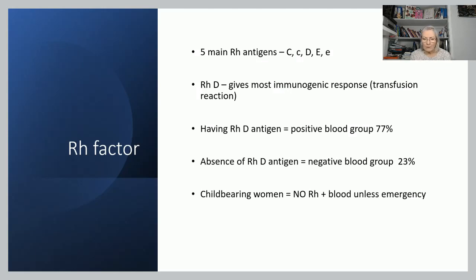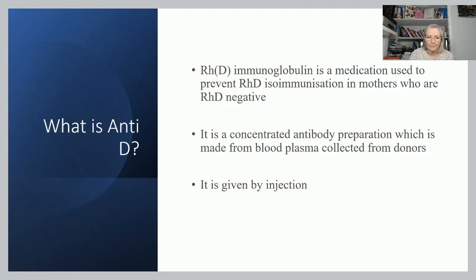Childbearing women should have no Rh positive blood unless it's an emergency, and we'll go on to why this is important. Okay, so what is anti-D? Anti-D is a medication that we offer to women who are Rh negative to prevent an isoimmunisation occurring, and I'll talk about that a little bit more in a second.